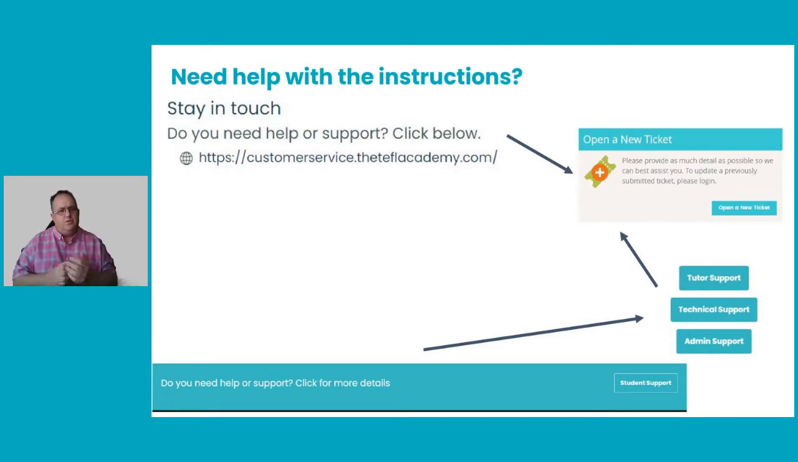Both of these ways of accessing student support, you'll find at the bottom of your screen when you log into your course. If you click on that student support button, three options will appear: either tutor support, technical support, or admin support. At this point, you want to be clicking on tutor support. In both cases, this will take you through to our ticketing system. You can open a new ticket and write your questions in there.